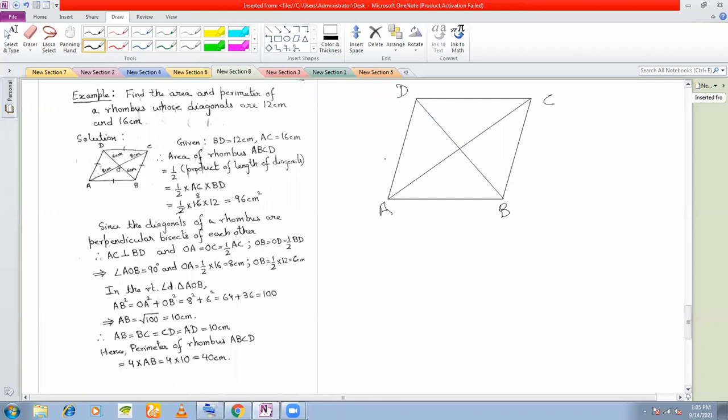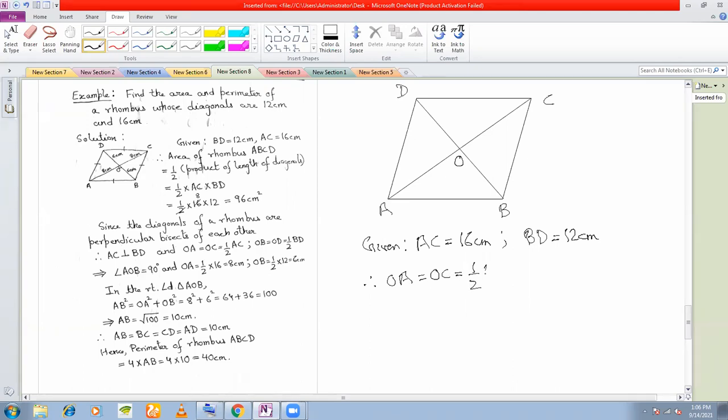These are given to you. Let us call the point of intersection of the diagonals as O, and whose diagonals are 12 centimeter and 16 centimeter. That means given here is AC. Let us say AC is given to us as 16 centimeter, and let us say BD, the other diagonal, is given to us as 12 centimeter. Right? So therefore, what is OA equal to and OC equal to?